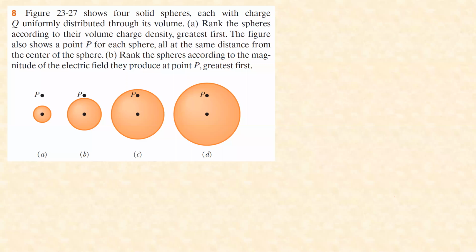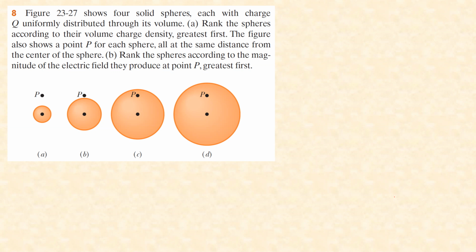Here, figure 23.27, which is what you see, shows 4 solid spheres, each with the charge Q uniformly distributed through its volume. Rank the spheres according to their volume charge density, greatest first. The figure also shows point P for each sphere, all at the same distance from the center of the sphere. Rank the spheres according to the magnitude of the electric field they produce at point P, greatest first.